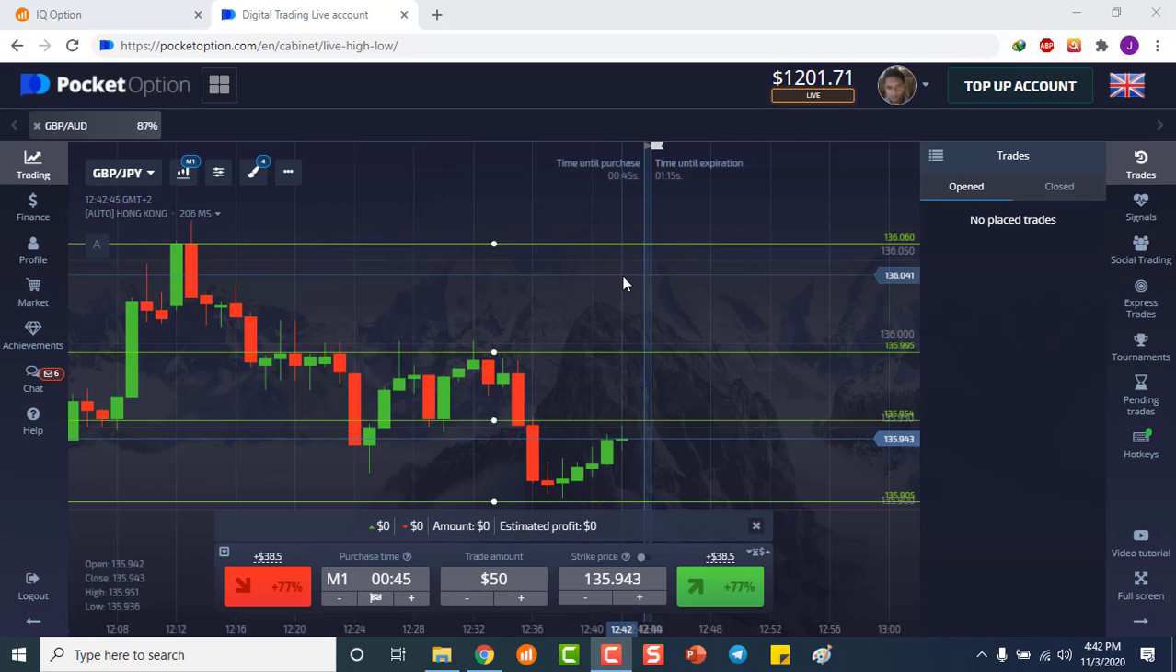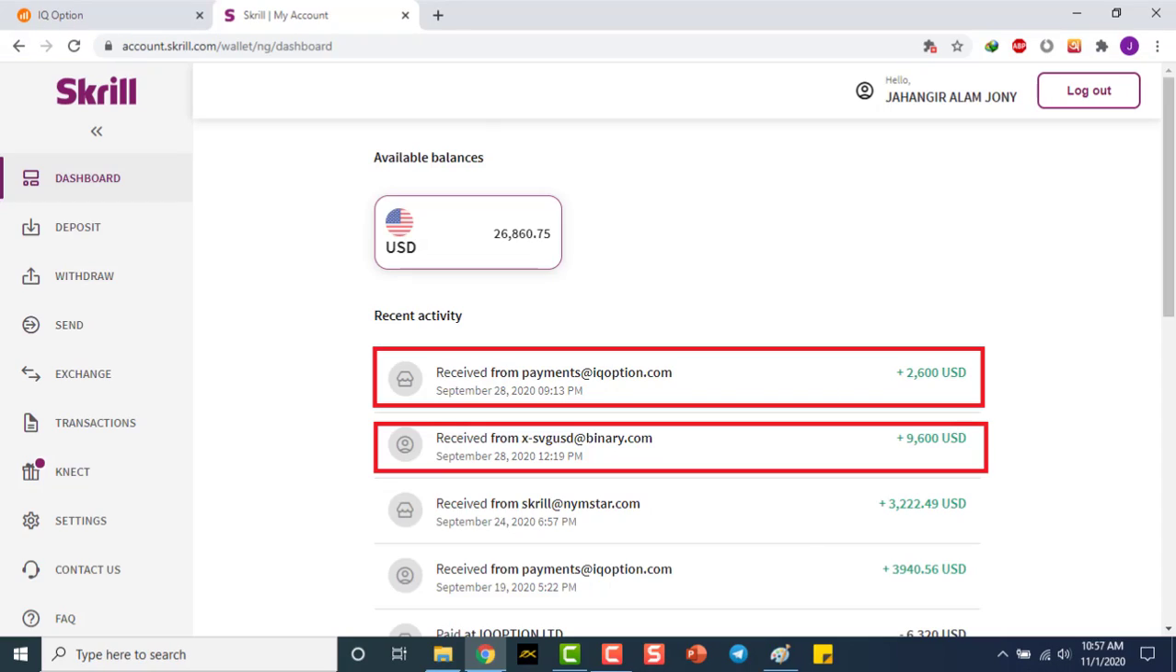Binary option is an amazing opportunity for people like us to make money, but unfortunately 90% of people lose their money in binary option trading, while the rest of the 10% are earning thousands and even millions of dollars each month. In the past week, I withdrew over $9,600 from binary.com and $2,600 more from IQ option.